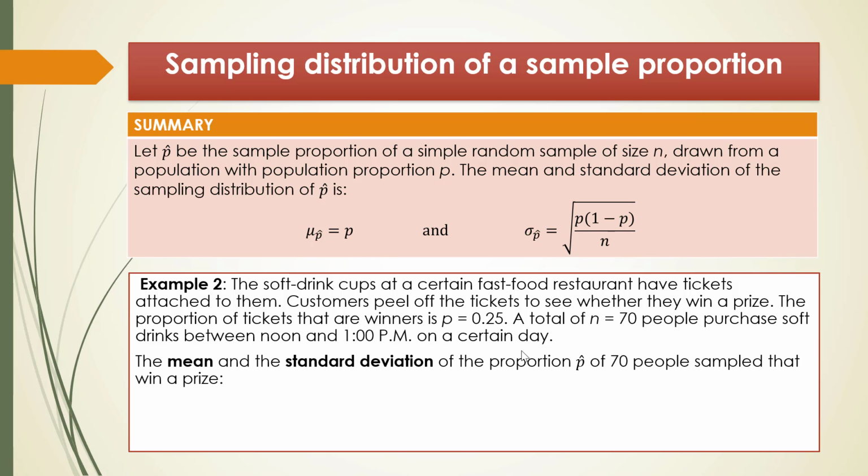So by the sampling distribution, the mean and the standard deviation of the proportion p hat of 70 people sampled that win a prize is mu of p hat is p, exactly p, which is 0.25, and the standard deviation sigma of p hat is square root of 0.25 times 1 subtract 0.25 divided by 17, which is equal to 0.0518.